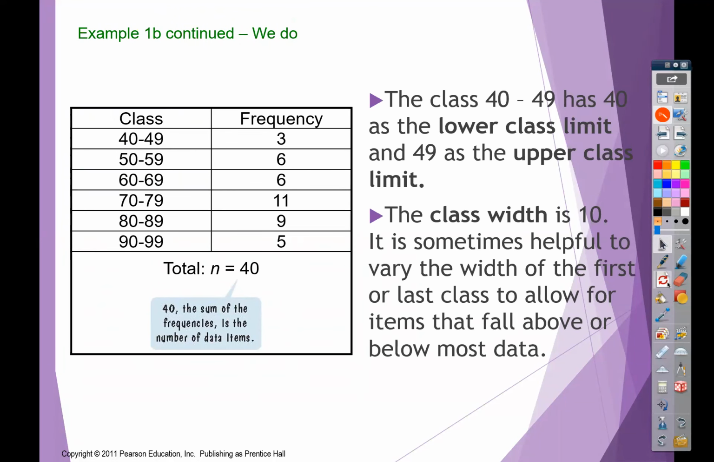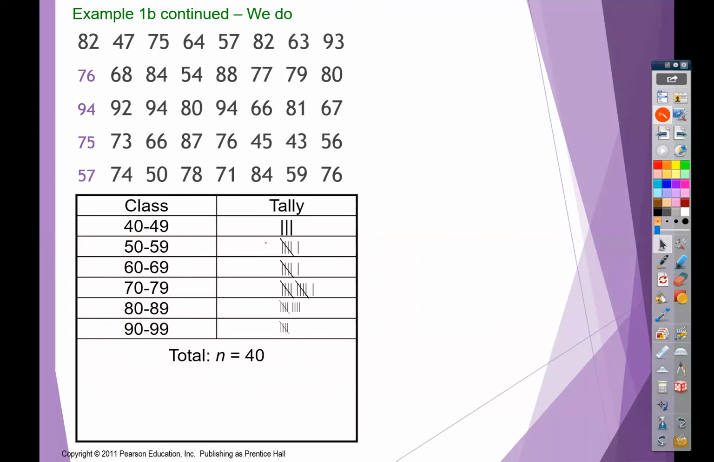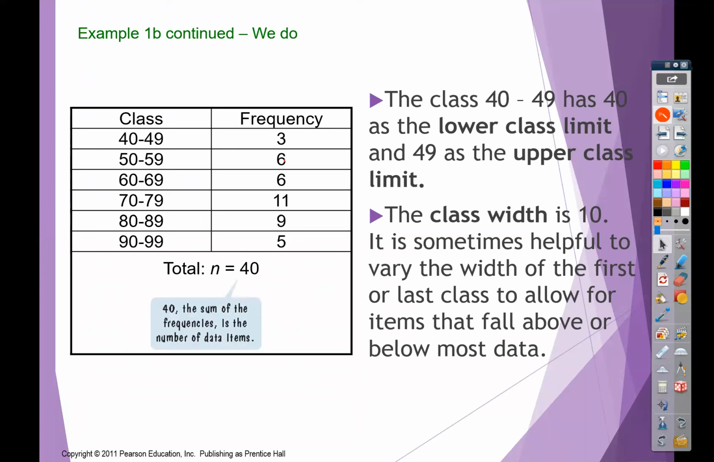So after you did that, once you get the tally marks, we have 3 right here and 6 right here, and you can see I've actually written that as a number, 3 and 6 and so on. 40 is the sum of the frequencies, so it should be the number of the data items. You need to add that up. So now, what inferences can we make about this?